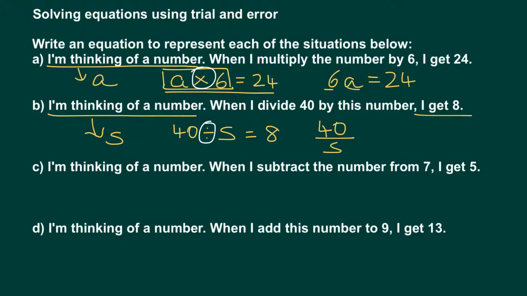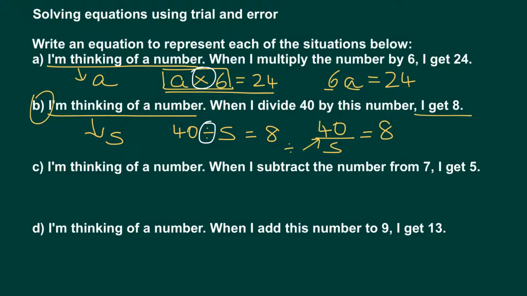As we know, the line in a fraction simply means divided by. So we use the fraction to represent a division scenario. So it becomes 40 over s equals the number 8. So that right there, guys, is an equation that represents a situation that's being described for part B. Let's move on to part C now.